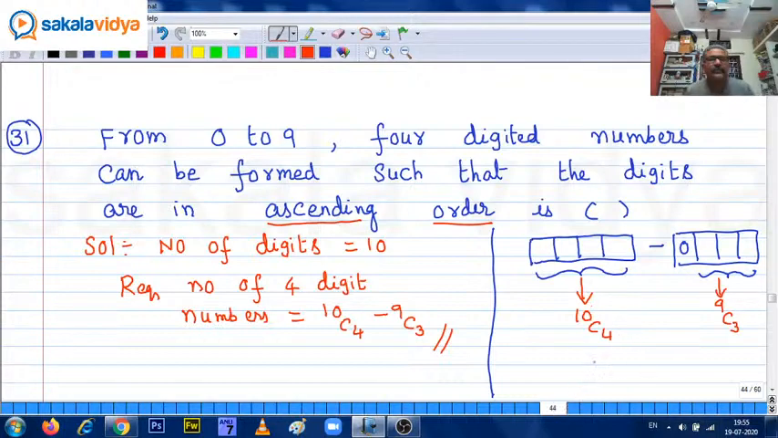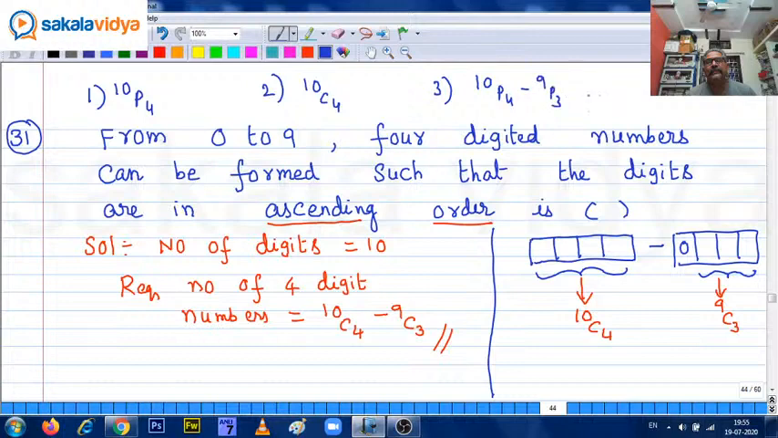I have forgotten the options. I'll get the options here. First option 10P4. Second option 10C4. Third option 10P4 minus 9P3. Fourth option 10C4 minus 9C3. That means the fourth option is the right option.